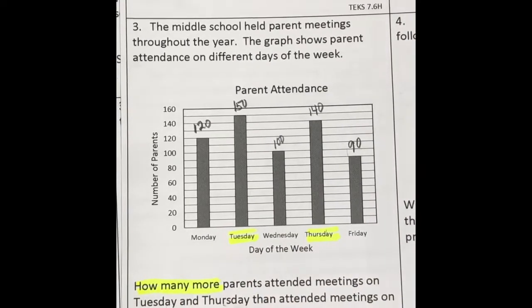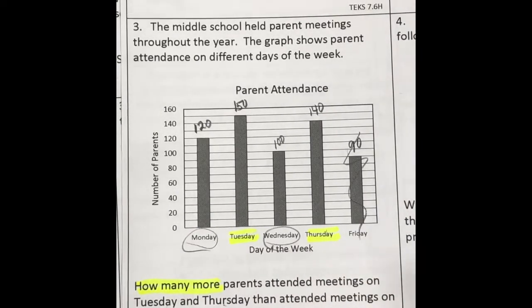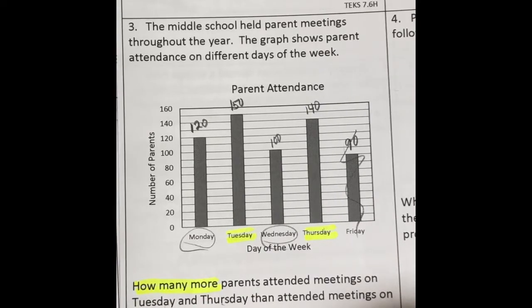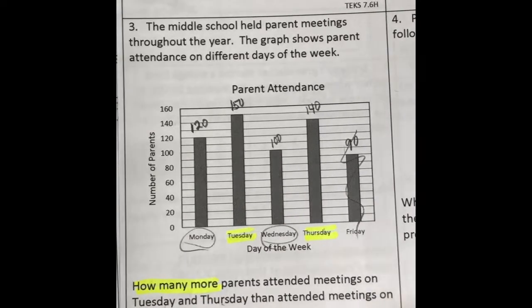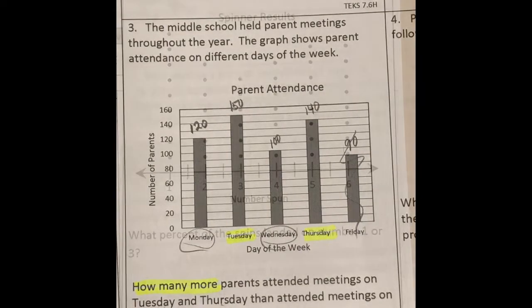Okay, now it said how many more attended Tuesday, Thursday than Monday and Wednesday. So Friday's info is garbage. We don't need it. So 120 parents attended Monday, 100 attended Wednesday. When we add those together, we get 220. Now we should know that how many more, we've been lectured on how many more, means to take your numbers and subtract. So how many more attended on Tuesday, Thursday than on Monday, Wednesday? 70 more parents.